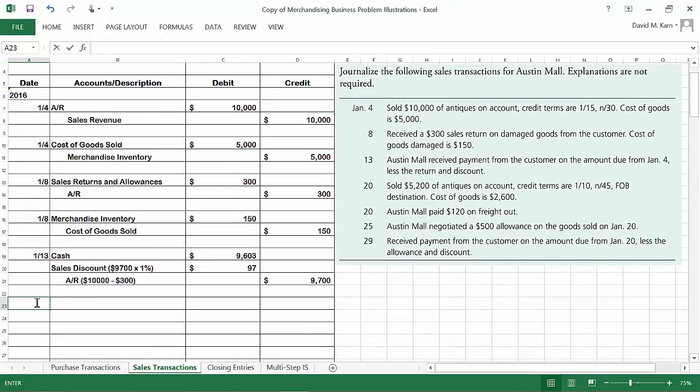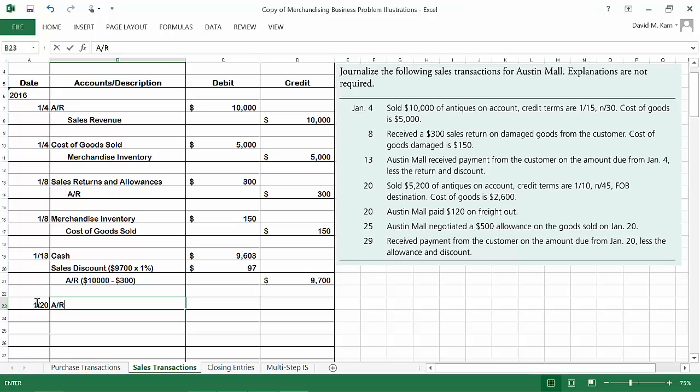Okay, then we go to the 20th of January. Sold $5,200 of antiques on account. Credit terms are 1/10, net 45, FOB destination. Cost of goods sold is $2,600. Okay, so in this case we are offering a discount, and it's FOB destination. So because of that, Austin Mall is going to have to pay the shipping charges. Okay, but we have two journal entries to record the sale and the reduction of inventory. So let's go ahead and do that first.